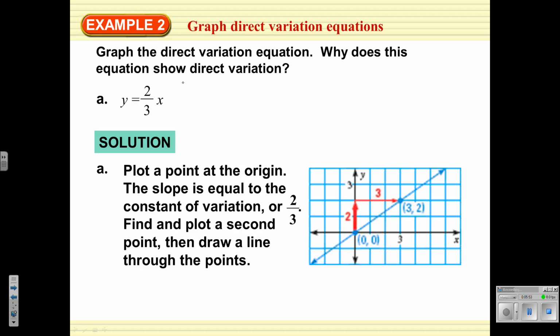So since our y-intercept is 0, we start at 0, 0. And then we just use our slope of up 2 and to the right 3. So we go up 2 to the right 3, graph our point, and we create our line. So it's not really anything different. The only thing different about direct variation equations is it's always going to pass through the origin because our y-intercept is always 0. Okay?